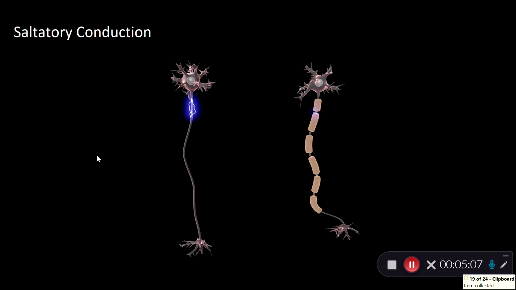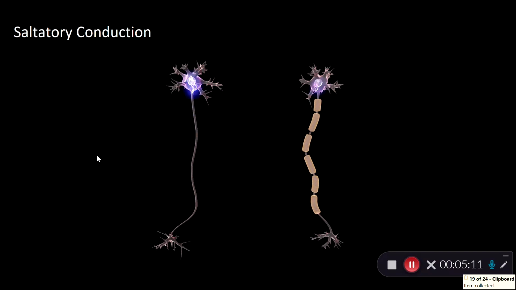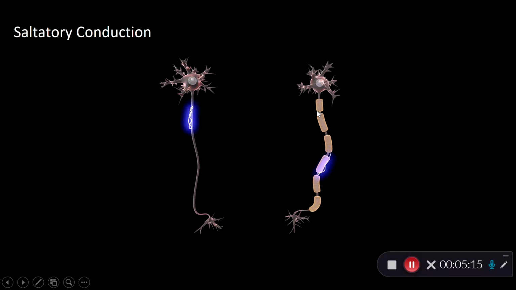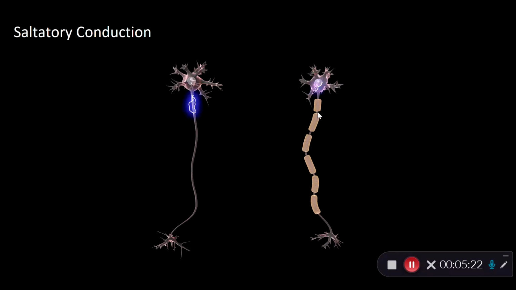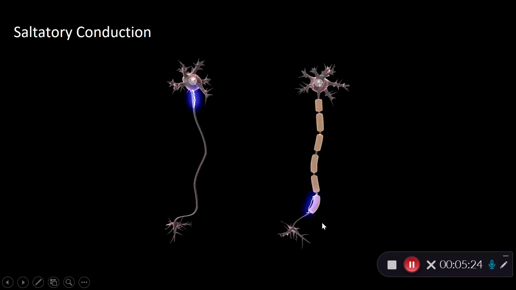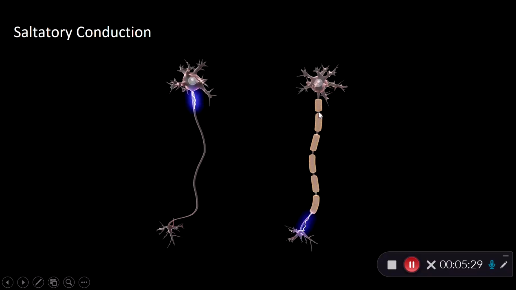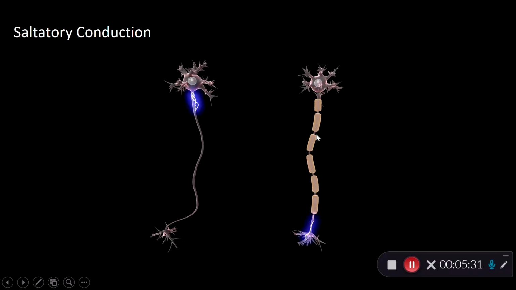Okay, here's an image showing how the action potential travels. This is the action potential traveling along a myelinated neuron. See, the action potential travels pretty fast. It doesn't deteriorate because at the nodes of Ranvier the action potentials are replenished.